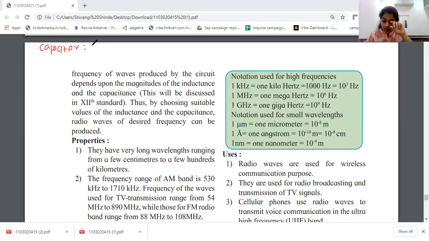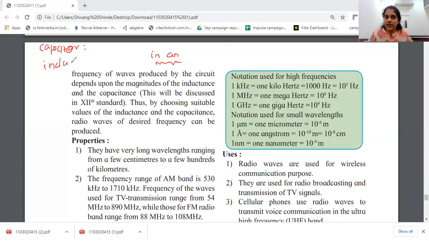So write down, a capacitor stores energy in an electric field. A capacitor stores energy in an electric field.